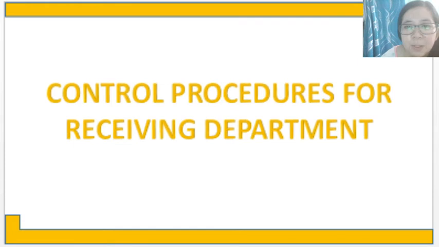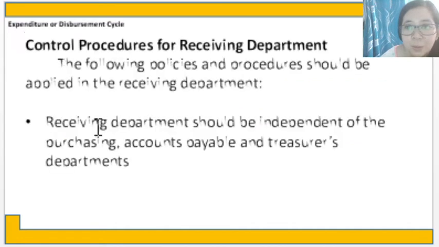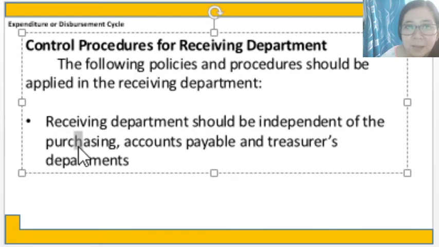Okay, so we will proceed with the next department, which is the receiving department. Okay, so after the order was placed with the vendor, this is the time where the delivery of the order will be received. So again, this is the responsibility of the receiving department. So here are the following policies and procedures that they should apply.